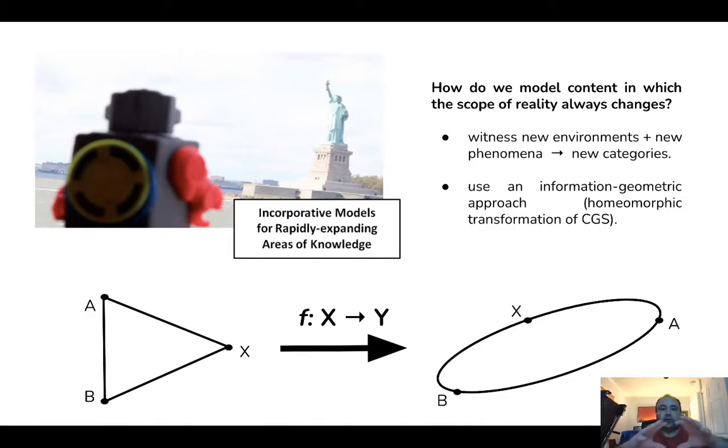We can also incorporate change into our models, and so how do we model content in which the scope of reality always changes? In this case, this robot is seeing the Statue of Liberty for the first time. So how does it categorize that? And so we can use things like homeomorphic transformations of the space to sort of model how these new pieces of information can be incorporated. So the shape changes, but we can also add in new axes and new dimensions as we need to.